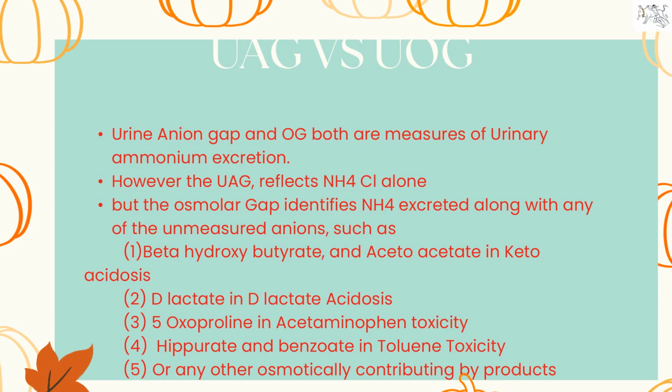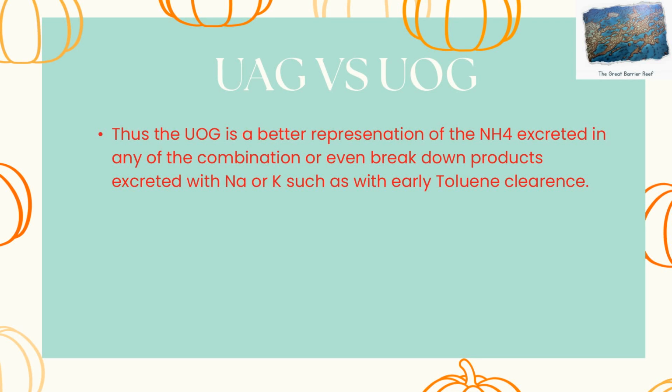Thus, the urinary osmolar gap is superior to urinary anion gap in picking up urinary ammonium in its totality. So, to re-emphasize, the urinary osmolar gap is a better representation of the ammonium excreted in any of the combination breakdown products, in whatever the etiology of that may be.